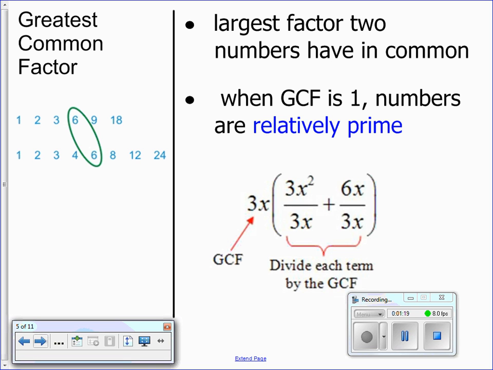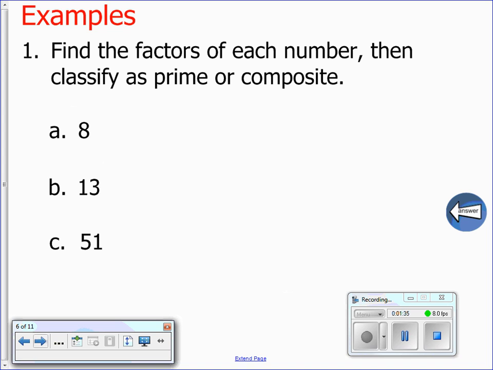To find the greatest common factor means the largest factor that the two numbers have in common. When your GCF is 1, the numbers are considered to be relatively prime. That doesn't mean that the numbers are prime, it just means the greatest common factor is 1.